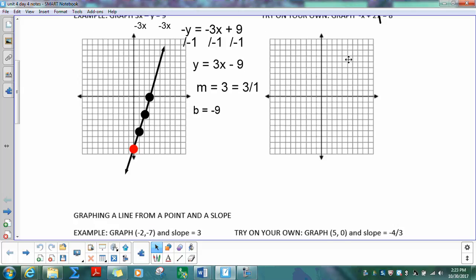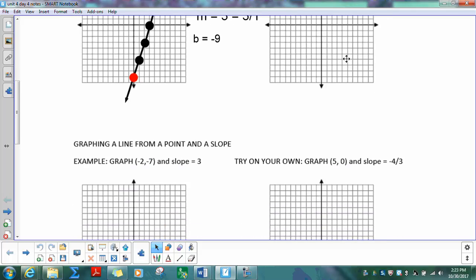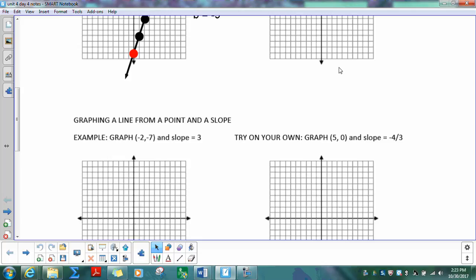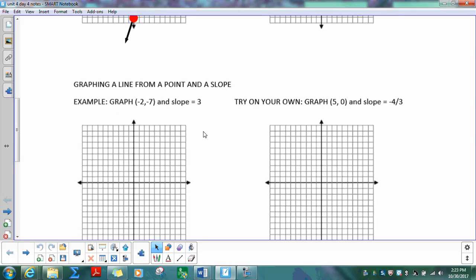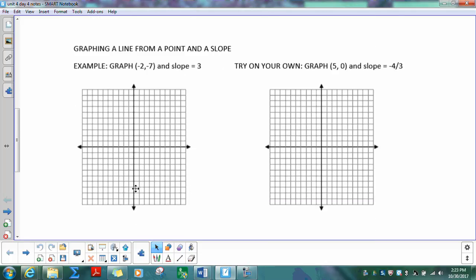Okay, we're going to move on to graphing a line from a point and a slope. If they give you a point, that's where you're going to start. Then we use the slope again to graph our points. So we start with negative 2, negative 7, which is right here. And then we use our slope, which happens to be 3 over 1 again. So we go up 3, and over 1 is our next point.